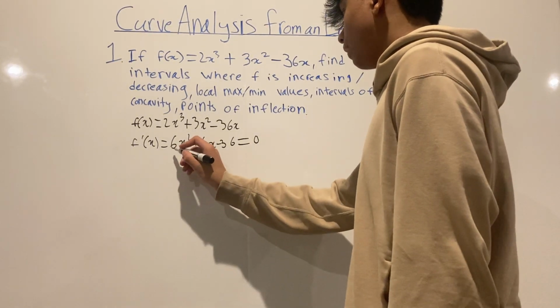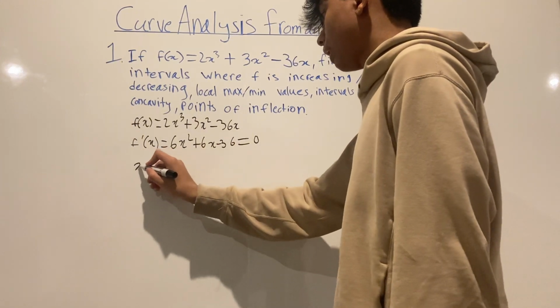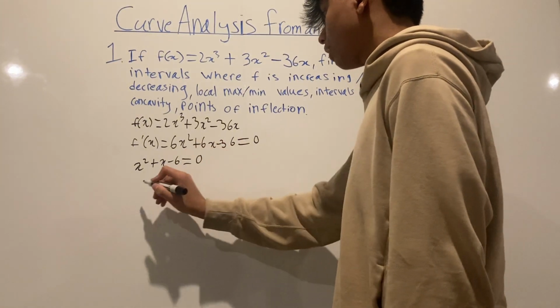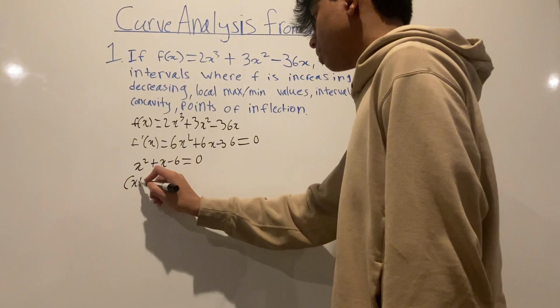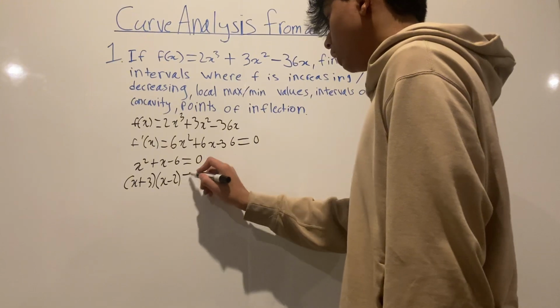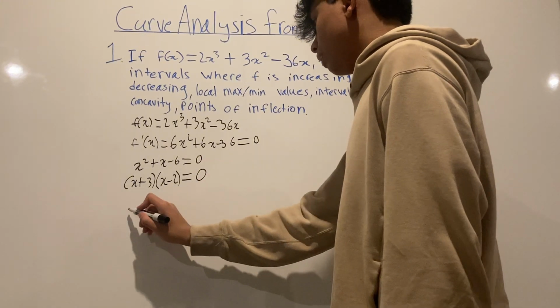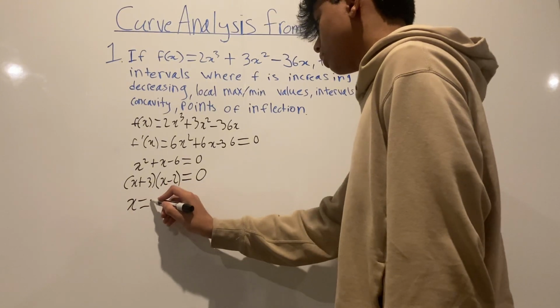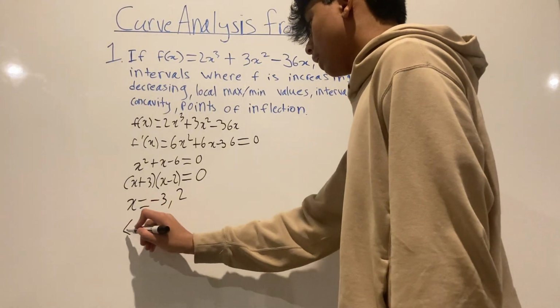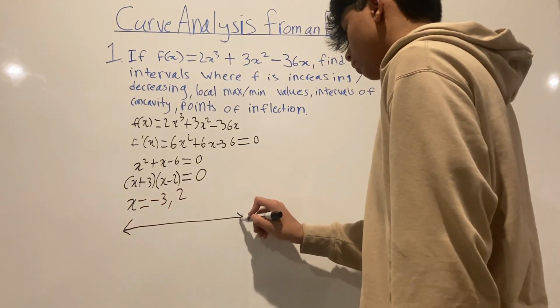So first we can just divide everything by 6, and then we'll have x squared plus x minus 6 equals 0. And if you factor this out, you'll get x plus 3 times x minus 2 equals 0. And now if you solve for x, you'll get x equals negative 3 and 2. And now we can make a sign diagram with these two values.